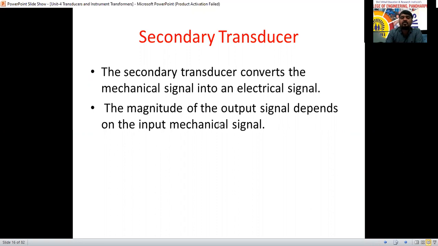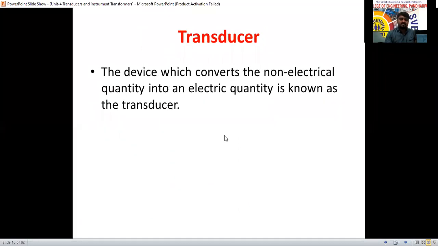So the secondary transducer converts a mechanical signal into an electrical signal. The magnitude of the output signal depends on the input mechanical signal. The electrical output signal depends on the mechanical input signal. So these are the primary and secondary transducers.